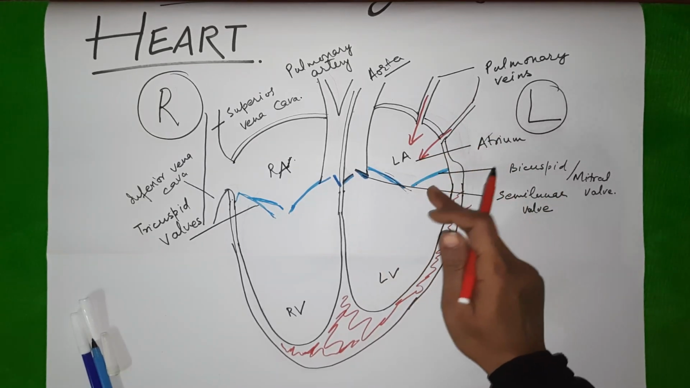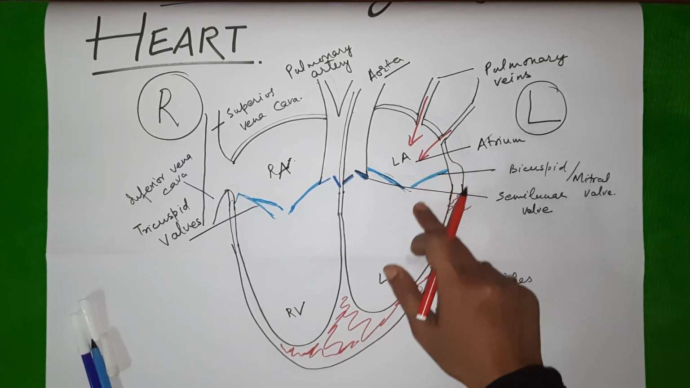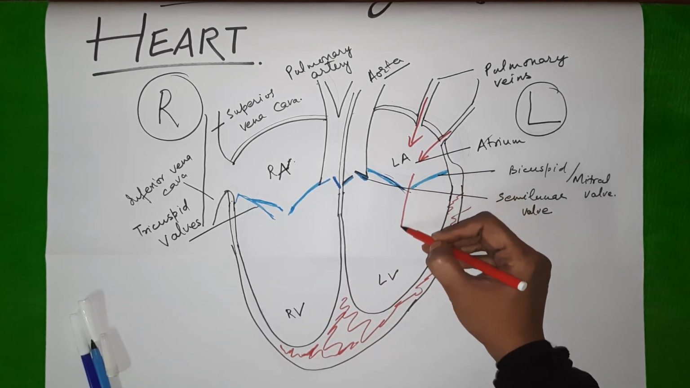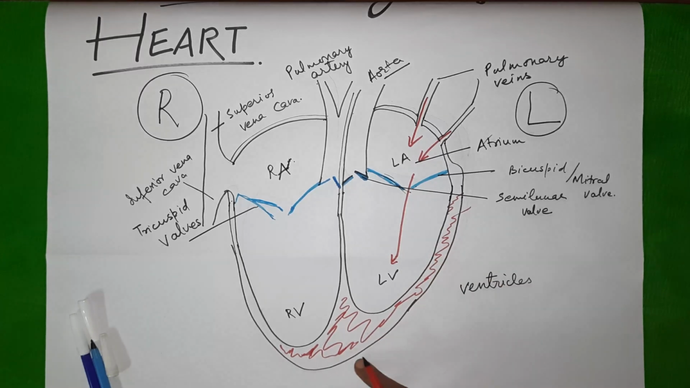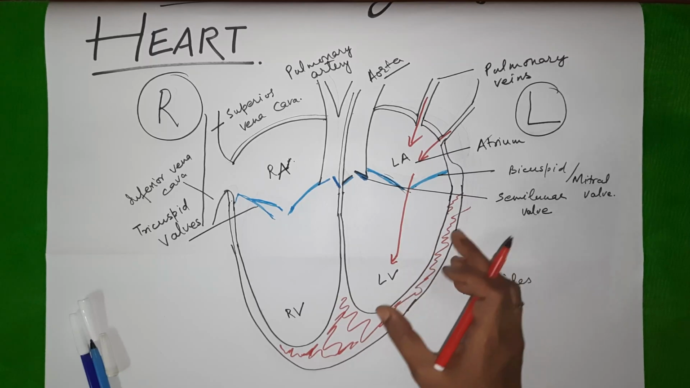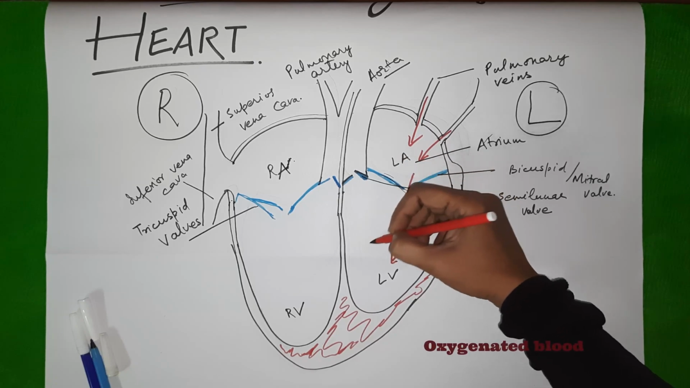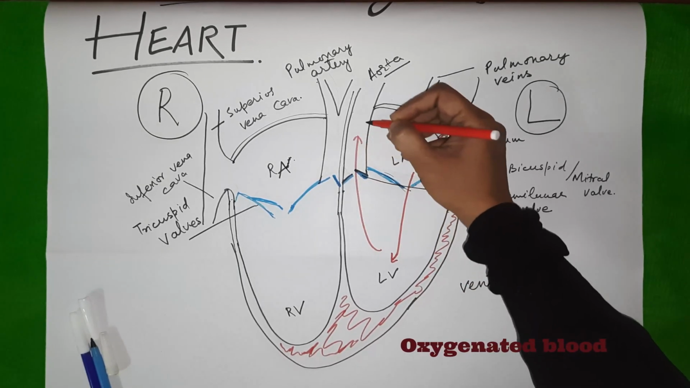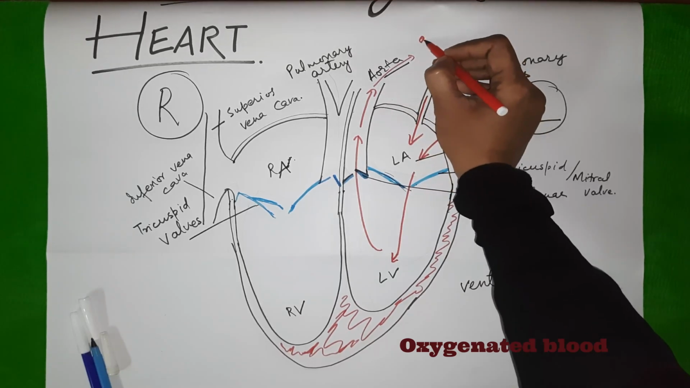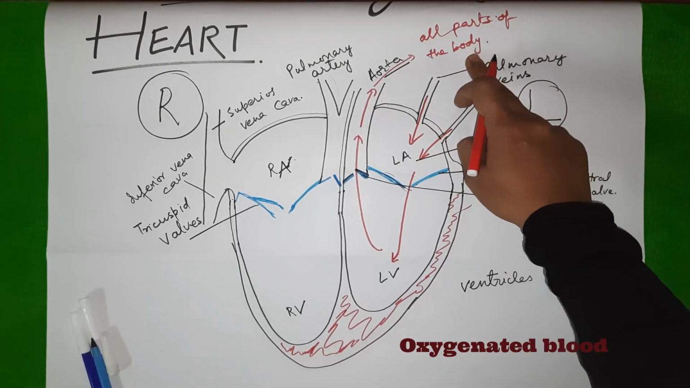Okay. Now, when the left atrium is filled with blood, this bicuspid valve will open, and the blood will come into the left ventricle. Now the left ventricle will have the oxygenated blood, and when this left ventricle contracts, the semilunar valve will open and the blood will be ejected out into the aorta, and through the aorta it goes to all parts of the body. Which blood will go? That is the oxygenated blood.